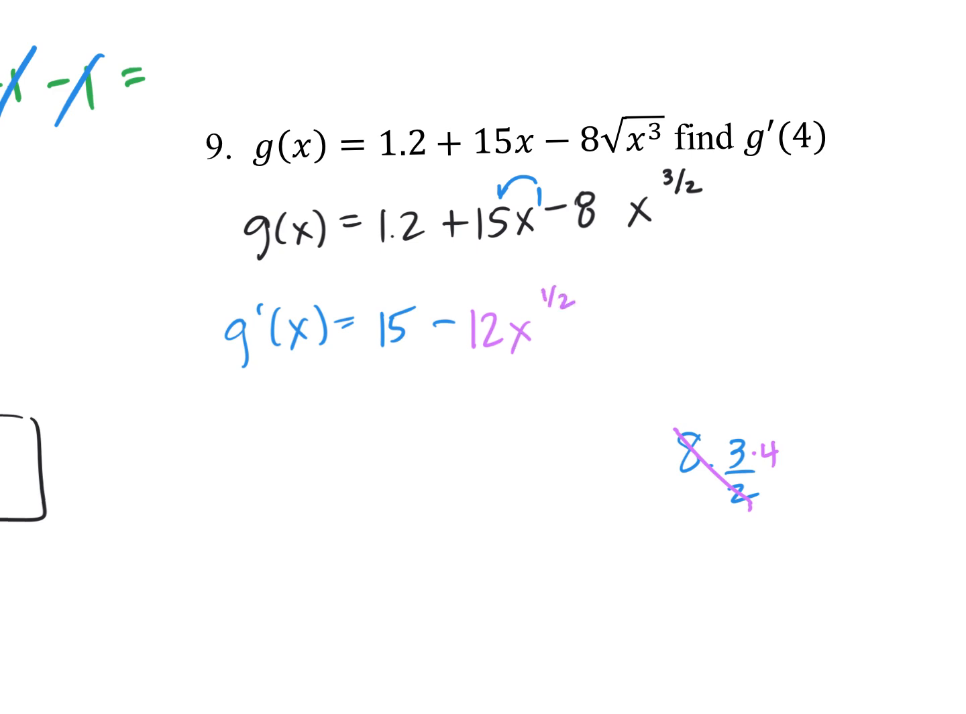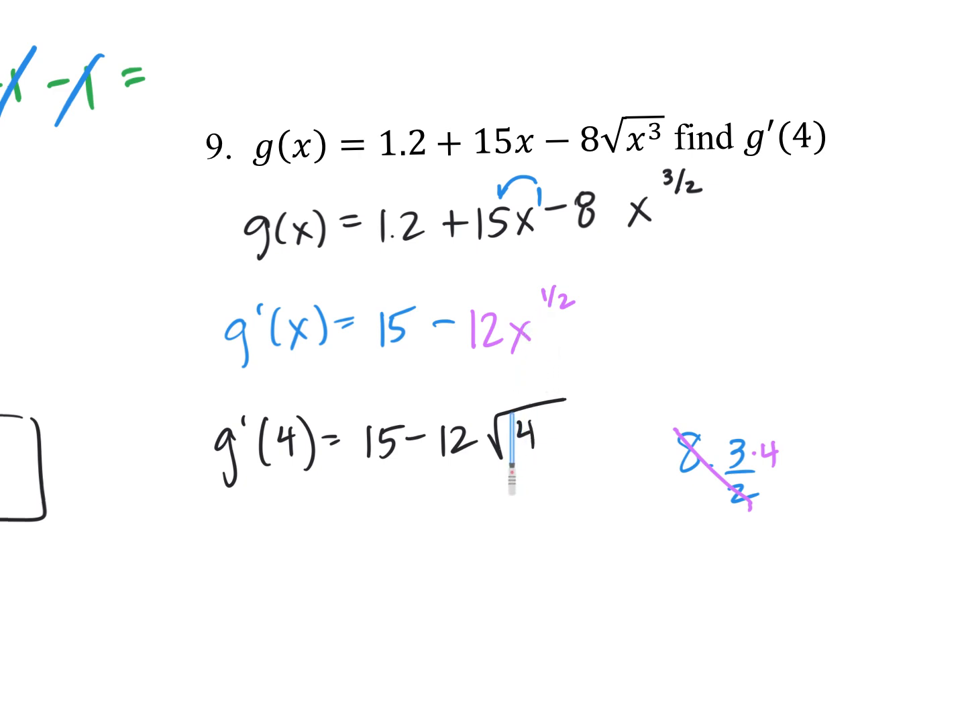1/2. It's just a square root. I'm going to leave that there in case that helps anybody. Then they want the x's to replace with the 4. So I'm going to say, all right, the g prime of 4 would be 15 minus 12. And I'm going to write it like that, Coop. Square root of 4 instead of 4 to the 1/2, because that might help some people solve it.